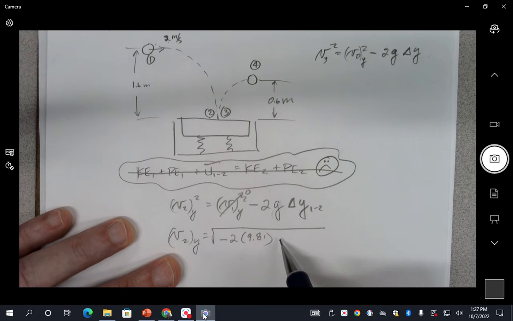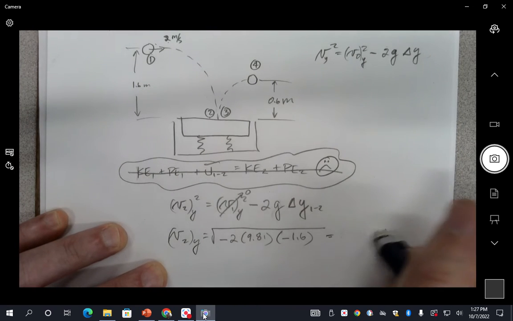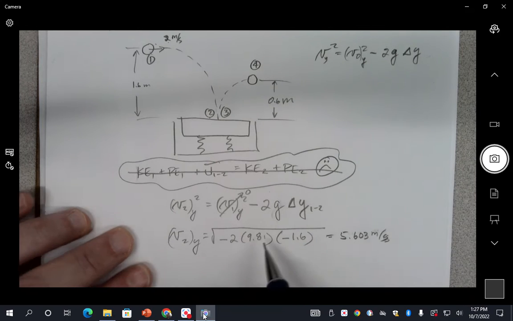Would that change in y be negative? Yes, exactly. That's the reason why we're not going to take the square root of a negative, because we went from high to low, right? So we go y2 minus y1, so then it'd be a negative, right? y1's larger. So we get that it's 3.431 meters per second. No, sorry, I jumped down. 5.603 meters per second.